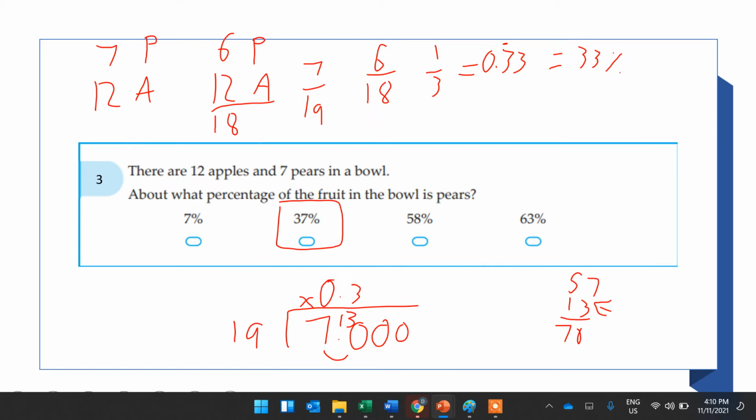I know that 6 times 20 equals 120. So 6 times 19 will be 6 less than that. 114. Which is most of the way to 130. I would need a further 16 to get to 130. So it goes in 6 times, and I've got 16 remainders. 1, 6. Now it's how many times does 19 go into 160?